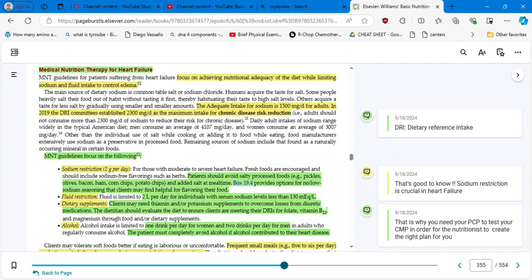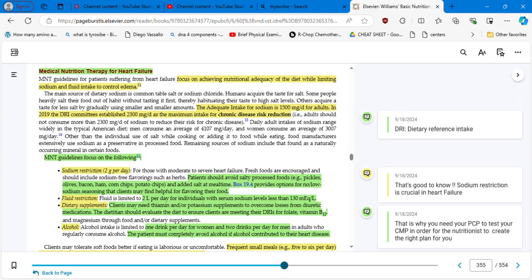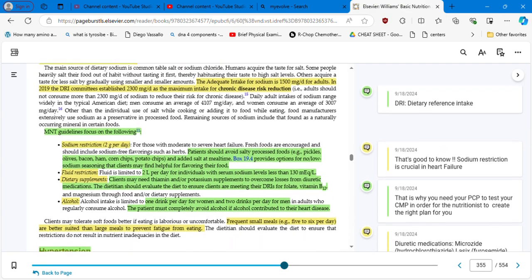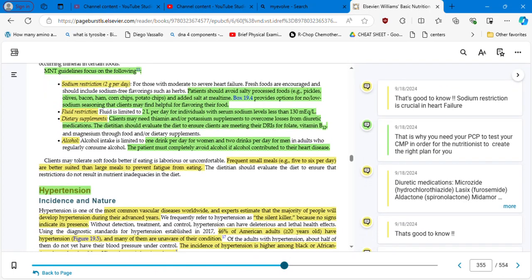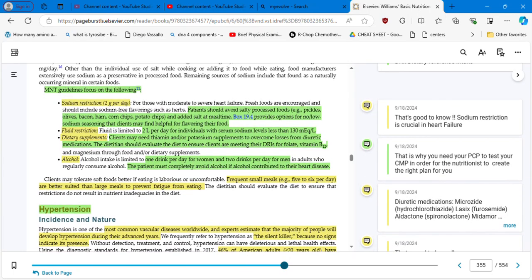The adequate intake for sodium is 1500 right now. It's not 2300, it's 1500. The DRI, the Dietary Reference Intake Committee, established 2300 as the maximum intake for chronic disease risk reduction. So the MNT, the Medical Nutrition Therapy guidelines, mention the following: sodium restriction of 2 grams per day, and that's good to know. Sodium restriction is crucial in heart failure, okay. Patients should avoid salty processed foods, pickles, bacon, and so on.